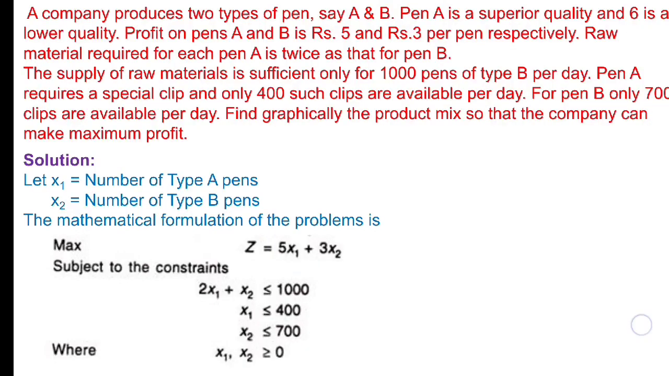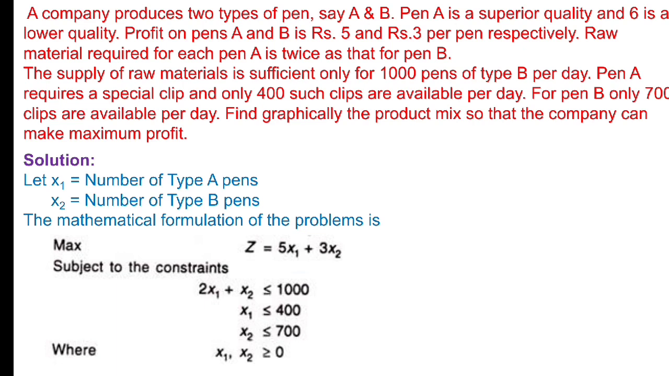Now, another problem I am going to explain. A company produces two types of products, A and B, that is called the objective function. x1 and x2 will be the company's two types of pens, A and B. A is a superior quality and B is a lower quality. The profit of pen A is 5 and pen B is 3. So 5x1 and 3x2. That is the two different products.